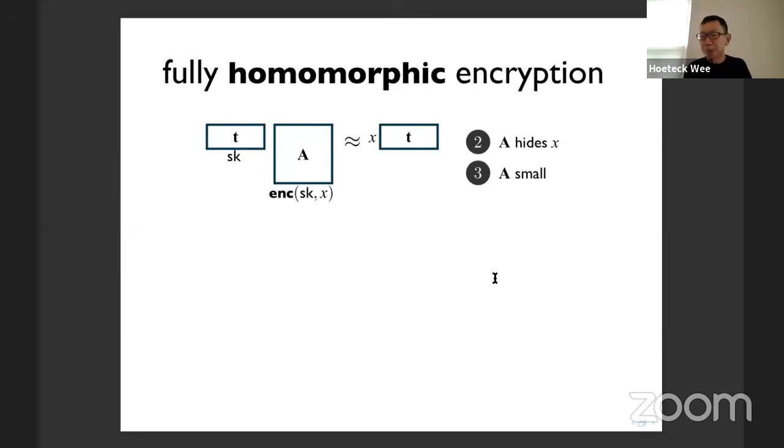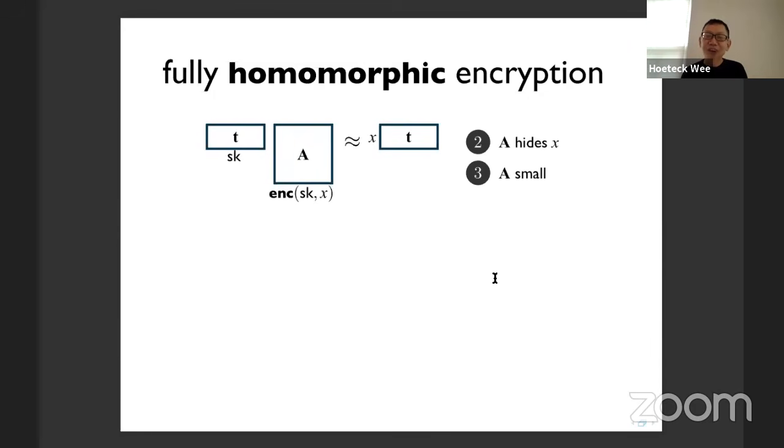And we need two additional properties. We need that A hides X, this gives you security of the encryption scheme. And we need that the entries of A are small. This gives you homomorphic multiplication. So if you can get all of these three properties from some reasonable assumption, lattice assumptions, then you get an FHE scheme. So we have reduced this general problem to just satisfying these three properties.